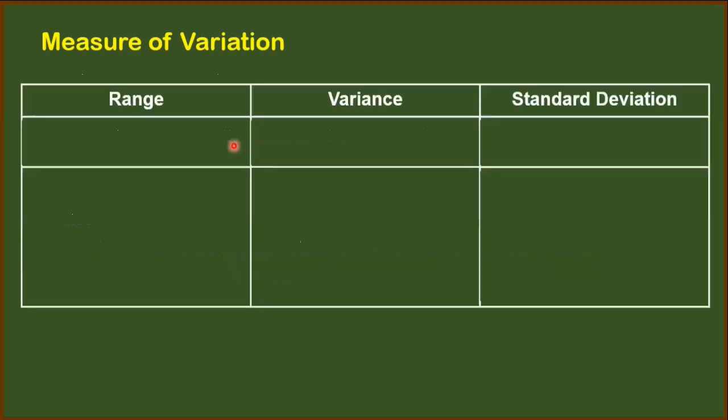We actually have three measures of variation. We have the range, variance, and standard deviation. In this video, we will just be introducing these three, but their in-depth discussion will be the content of the other videos for this series. So first, we have range.